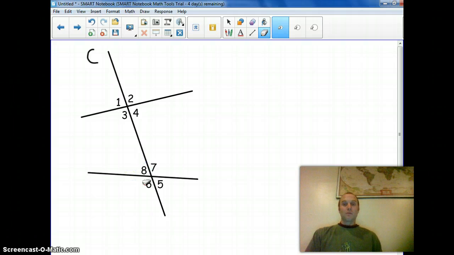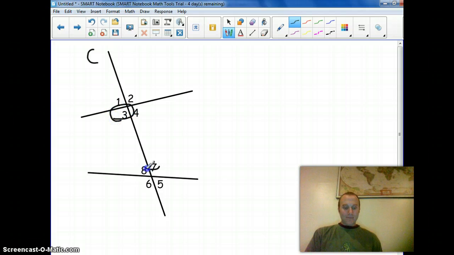Moving on. Next, we will deal with alternate interior angles. Alternate, opposite sides of the transversal, interior, between the two lines. Angles such as 3 and 7. Those are opposite sides and still between the two other lines. So what are the other two alternate interior angles? 4 and 8. Those are alternate interior.